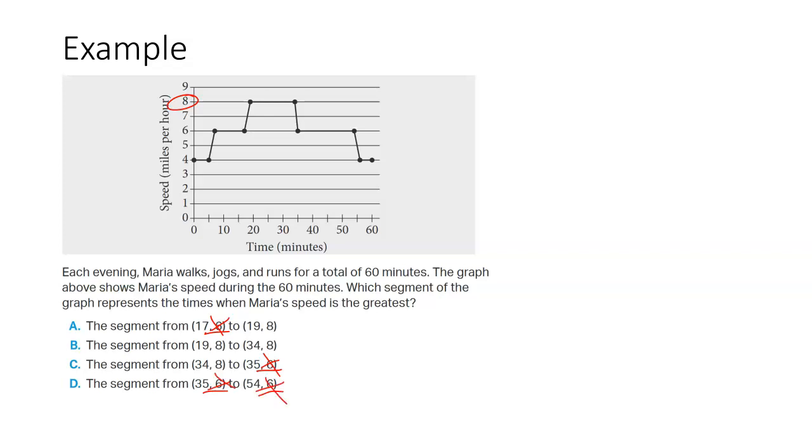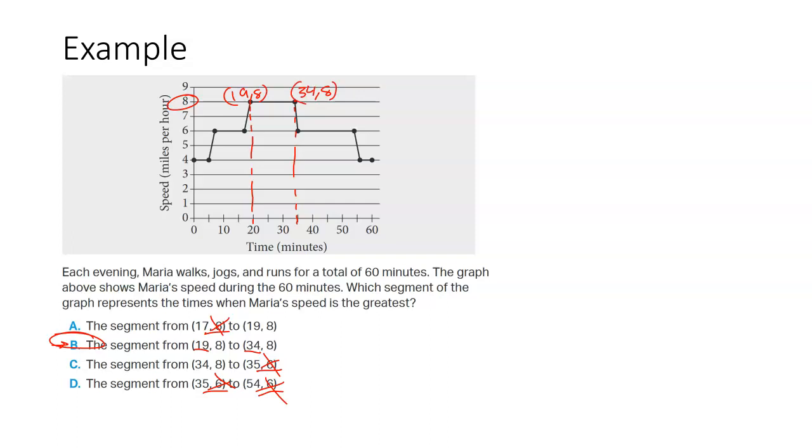I can eliminate all of those. I only have one option left. B. It also matches up with the time at about 20 minutes and at about 35 minutes. So we see the points where our desired result is, and then match it up with what options we have available. It's a segment from 19.8 to 35.8. That's what these 2 points are. This is the point 19.8 and 34.8. Just those 2 points on there.